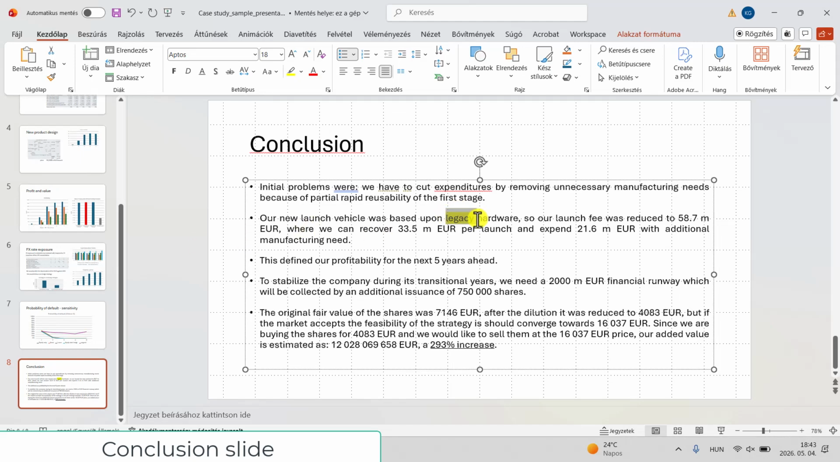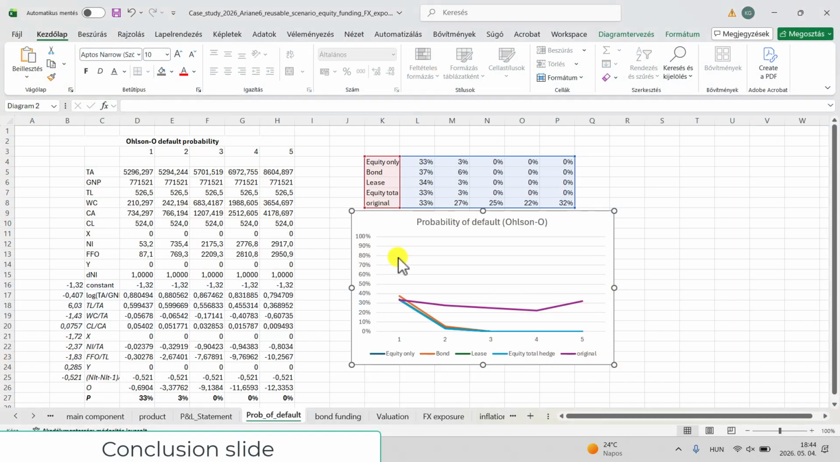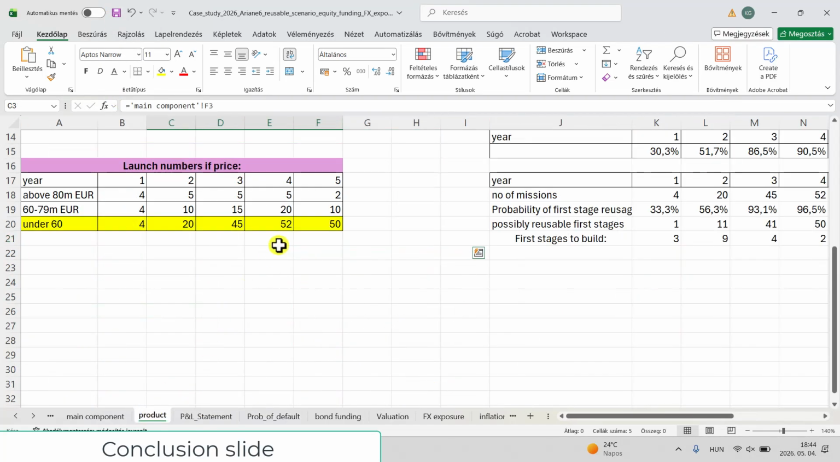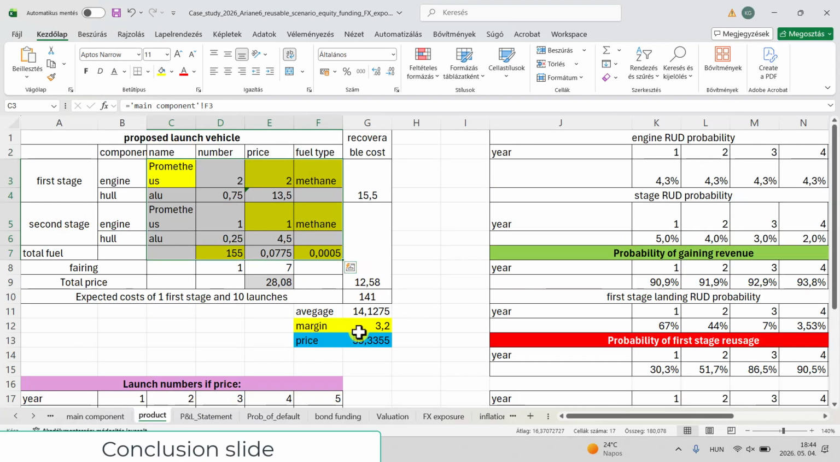So in my case, it will be Prometheus engine. And our launch fee was reduced to this number, where we can recover this number here. So obviously, here we have to say, let's go back to the profit and loss statement. In the case of products, we can say that, okay, this is my launch price.